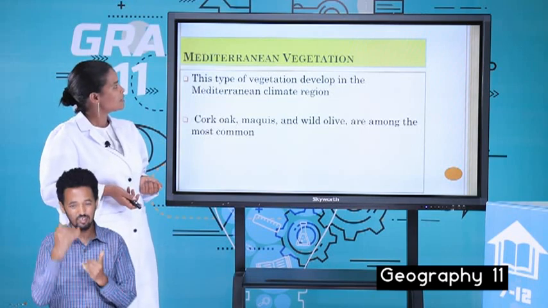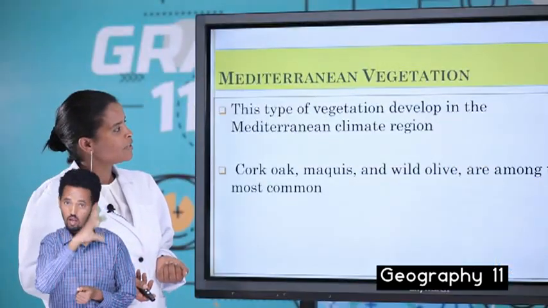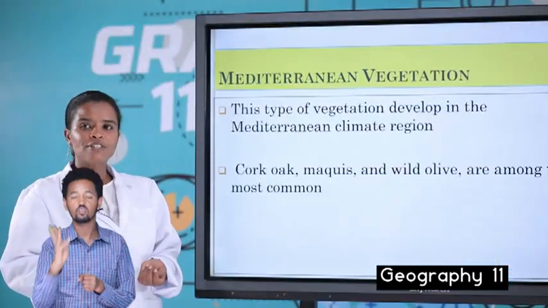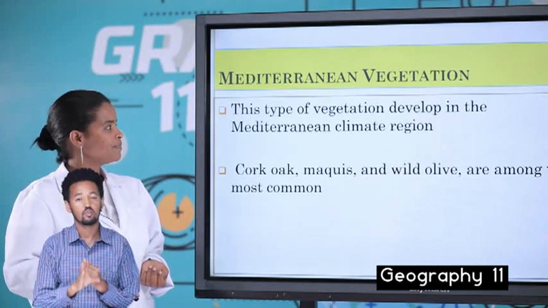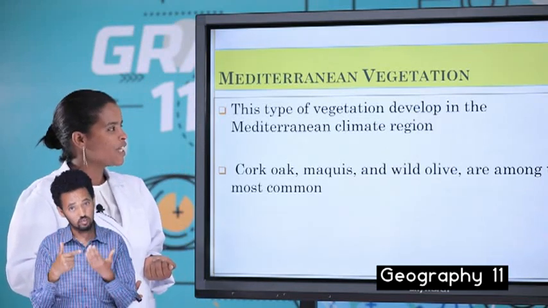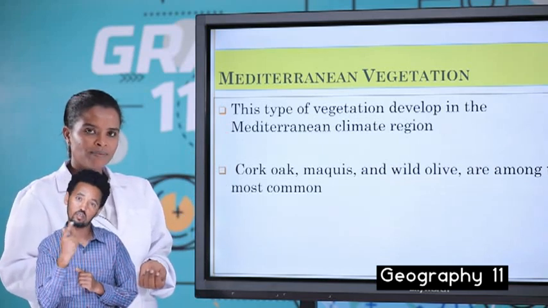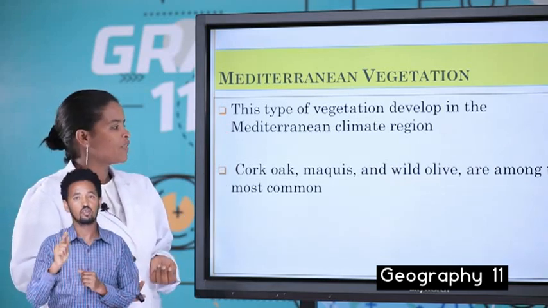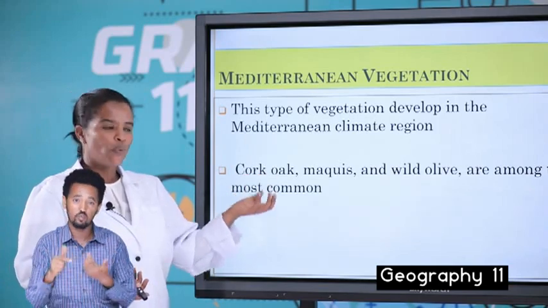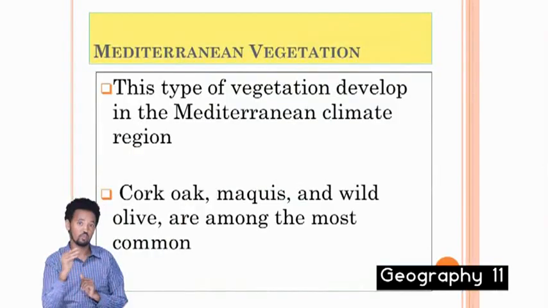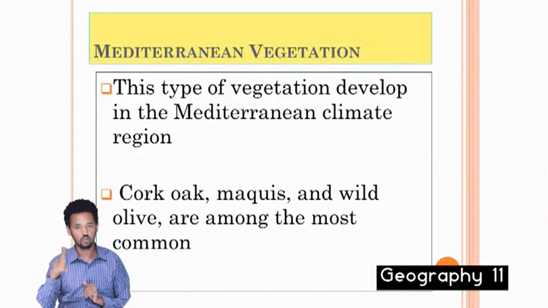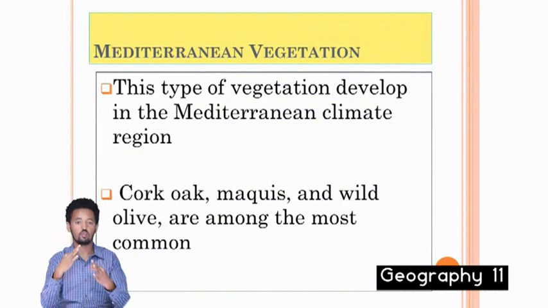The last type of African vegetation is the Mediterranean vegetation. This type of vegetation develops in the Mediterranean climate. In this area, citrus crops mostly grow, and maquis are an example of the Mediterranean type of vegetation.